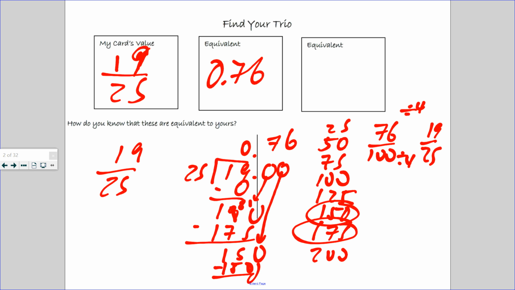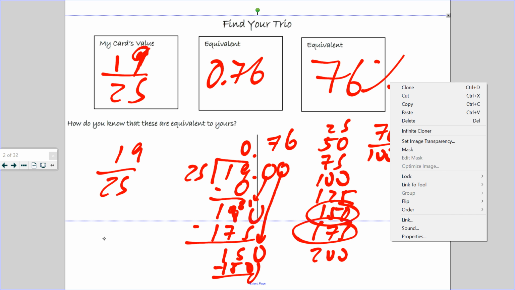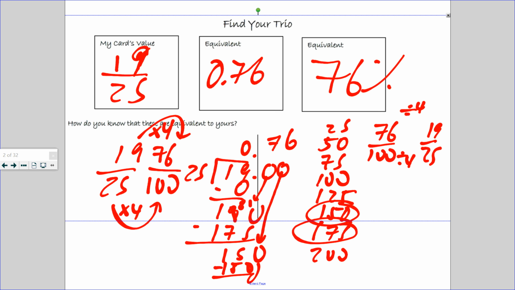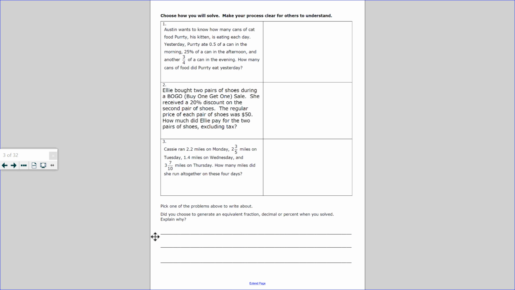And then what percent would this be? 76%. Because this is a decimal, this is percent. A percent means how do you build it to 100? Times 4, times 4, that would be 76/100 or 76%. Hence, they are all equivalent. So the rest of the class, you'll have time to research that. And then you're going to be answering 3 questions, and then you're going to answer the bottom.